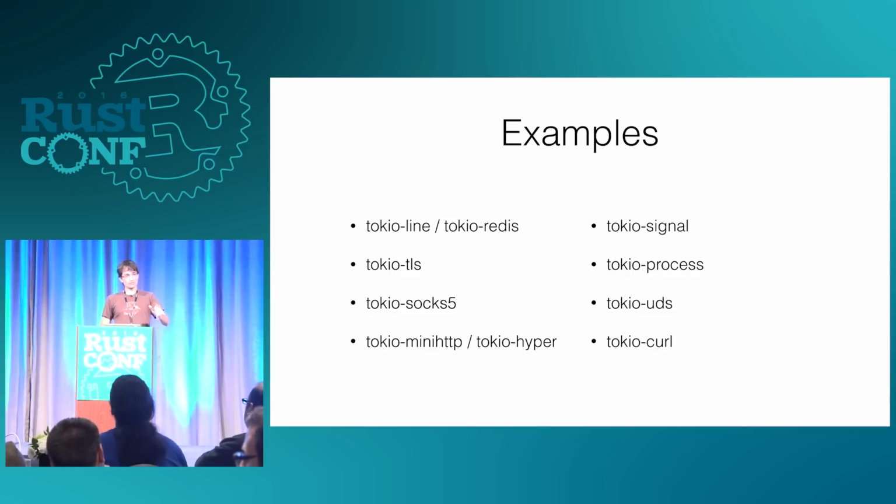We have mini HTTP, which you were seeing in the graph earlier. We have an initial hyper client. We have signal handling. We have process handling. We have Unix domain sockets. We have another HTTP client backed by libcurl.